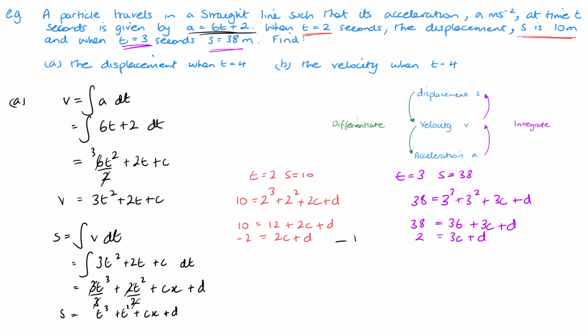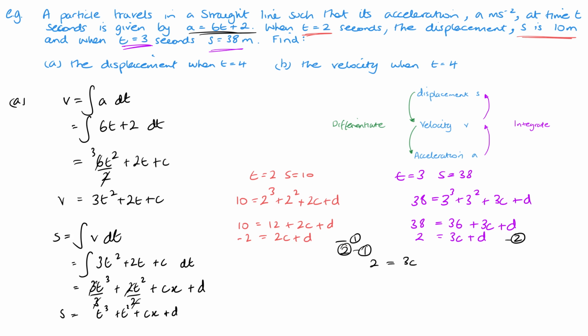And then there's lots of ways in which you can do these. You can rearrange one and make it d equals, substitute it into the other one. That's one way, nice and easy to do that. You can put them together simultaneously and eliminate. It's totally up to you. So I'm just going to eliminate. I'm just going to do equation 2, take away equation 1.